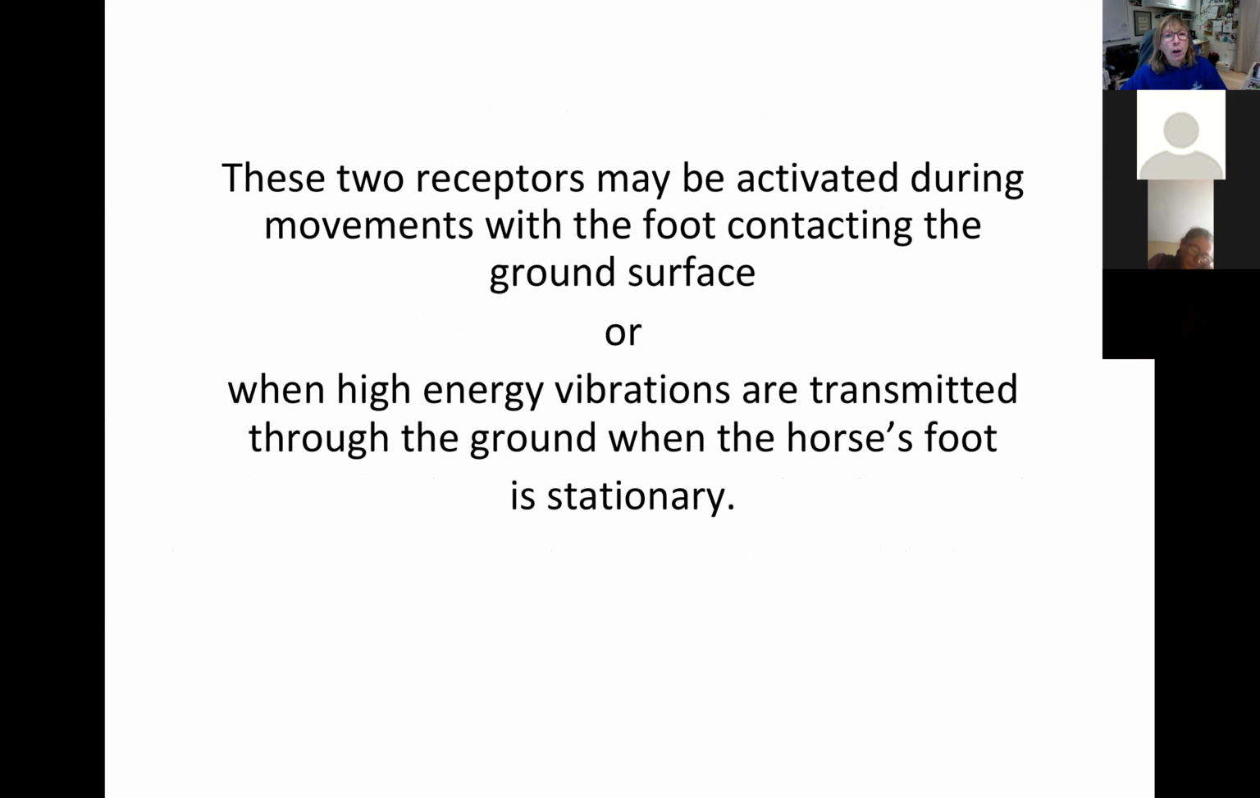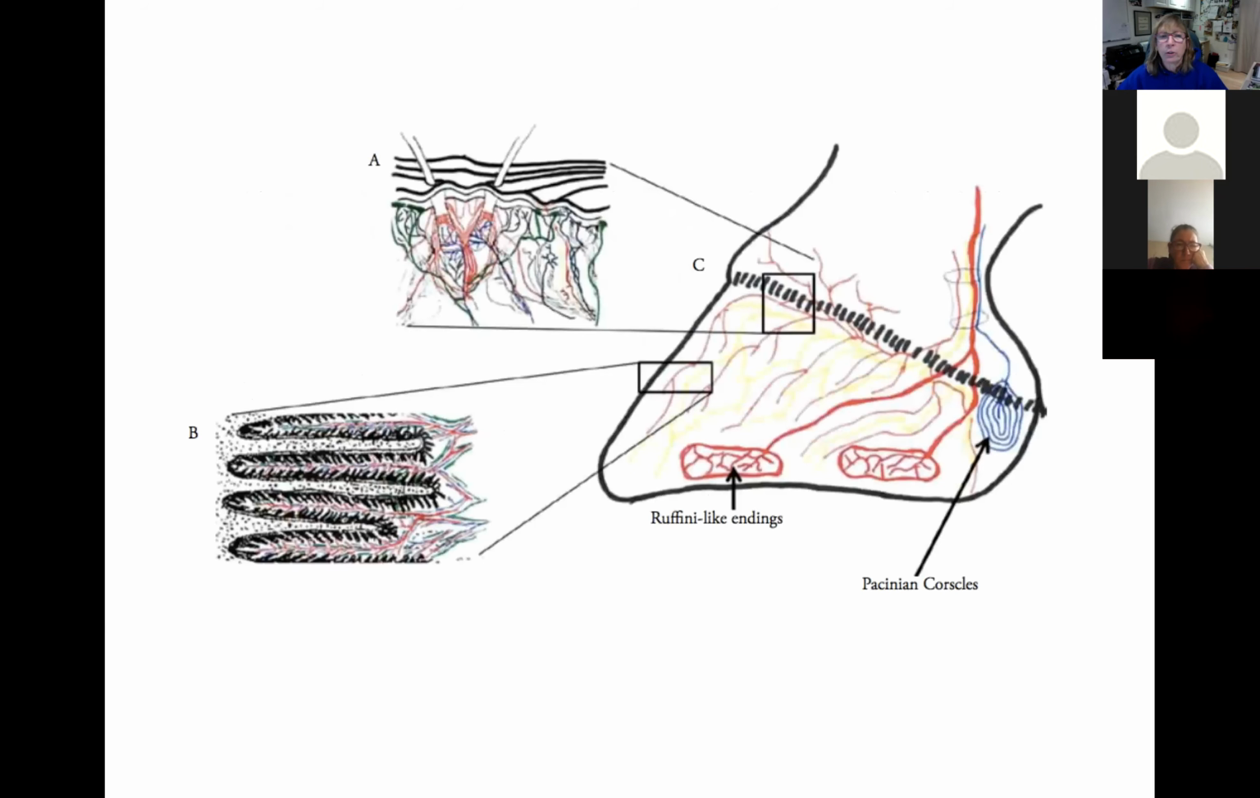So these two receptors are activated during movement when the foot is contacting the ground surface, or when high energy vibrations are transmitted through the ground when the foot is stationary. This latter one, the high energy vibrations, I've had people in the past wonder if there isn't some sort of an effect where we're actually, how do I put this? We're disconnecting the horse from the ground in a way. And if those sensors are picking up high energy vibrations that we may not feel, this could be a way in which Surefoot's having a big effect on the horses.